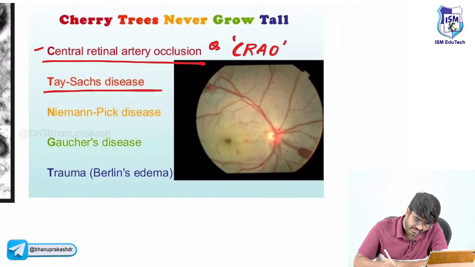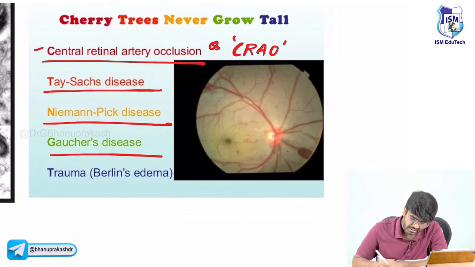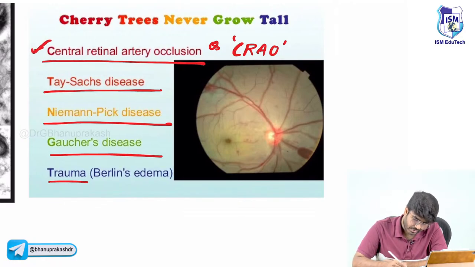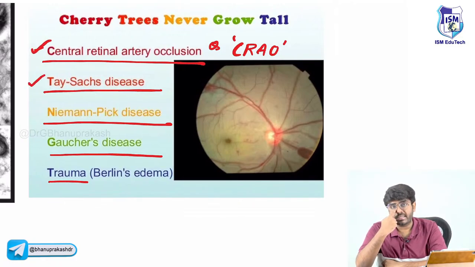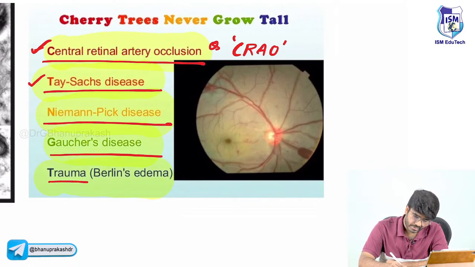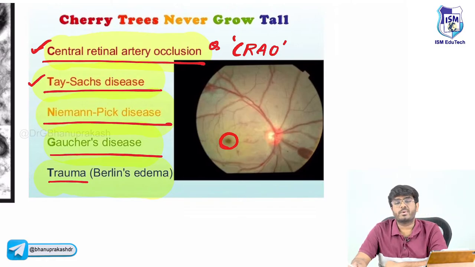Central retinal artery occlusion, Tay Sachs disease, Niemann-Pick disease, Gaucher's disease, and trauma. In all these conditions, you are going to see a cherry red spot in the macula.